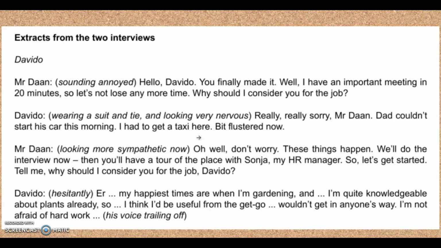And he also had a valid reason, that Dad couldn't start his car, for which Mr. Dunn was sympathetic. And he also got a taxi. Here we can develop a point that he has problem solving skills. If he ever faces any problem at the company in the future, he knows how to look for solutions.